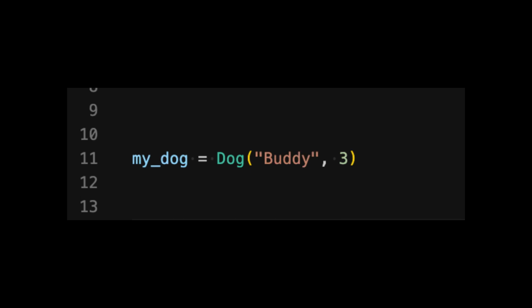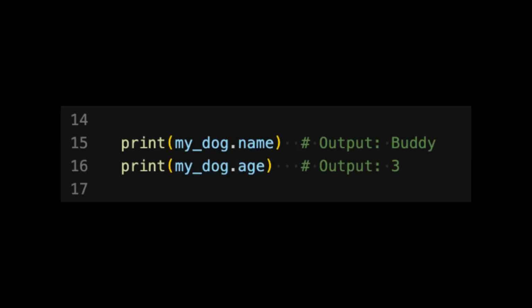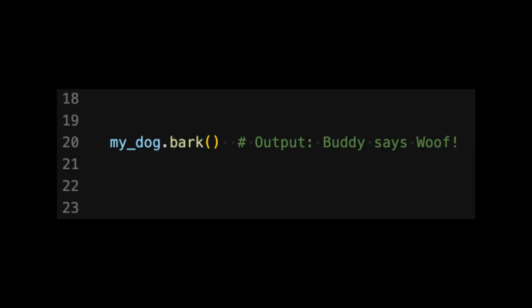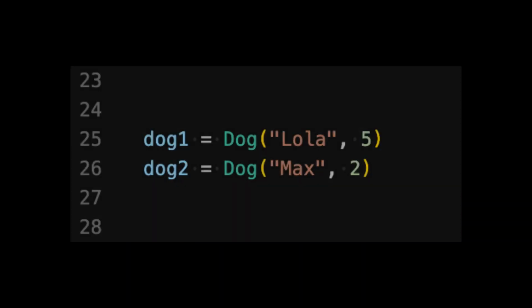We just created a dog object named Buddy, who is 3 years old. We can access the object's attributes using the dot notation. We can also call the bark method for our dog object. You can create multiple dog objects with different attributes.